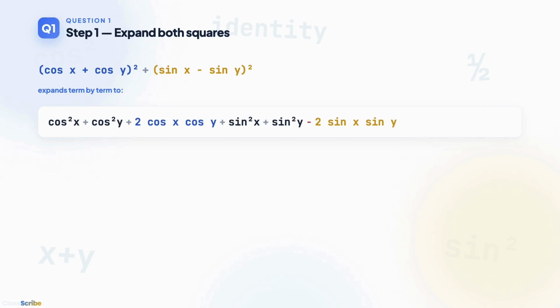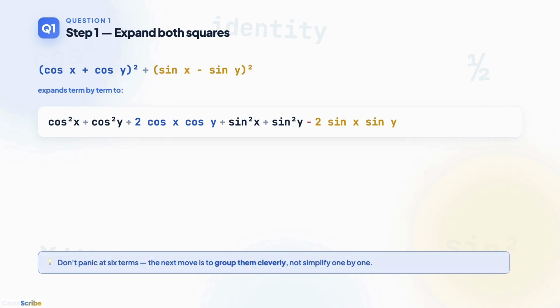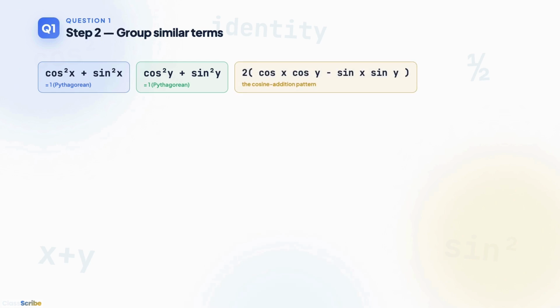Let's begin by expanding both squares. We get cos² x + cos² y + 2 cos x cos y + sin² x + sin² y − 2 sin x sin y. Now, instead of looking at every term separately, group similar terms together. We have cos² x + sin² x, then cos² y + sin² y, and finally 2 times (cos x cos y − sin x sin y).